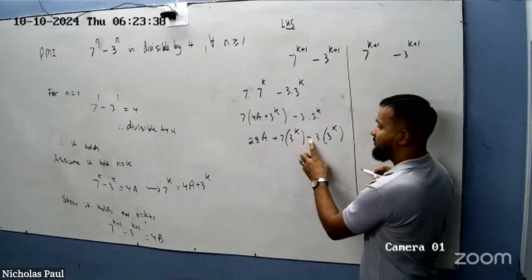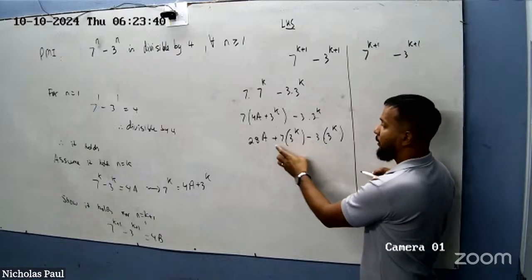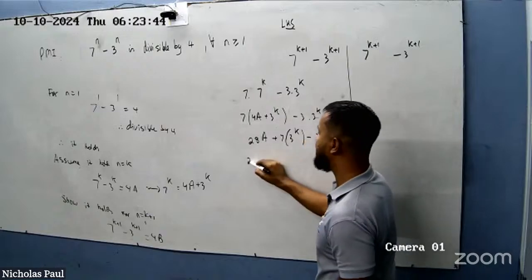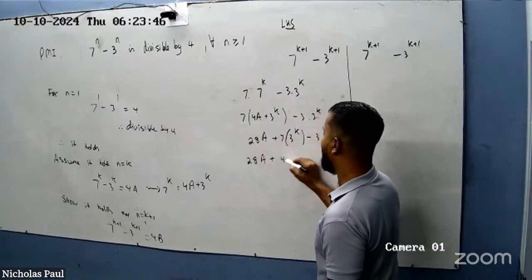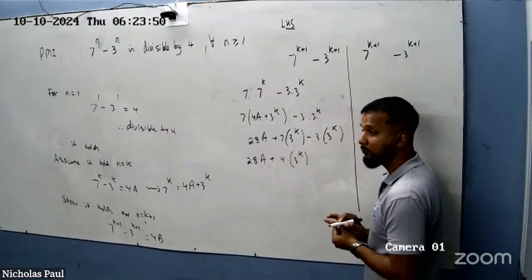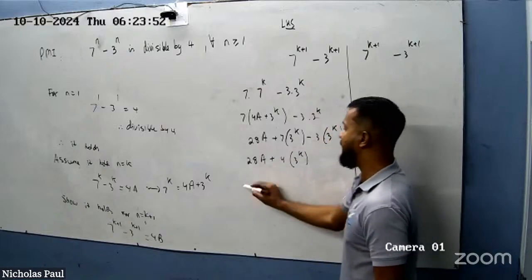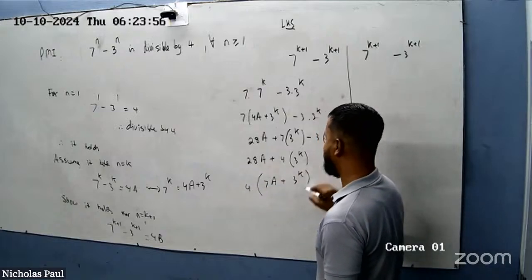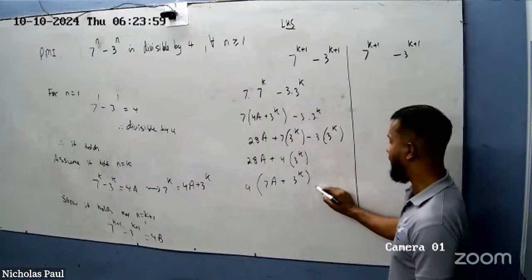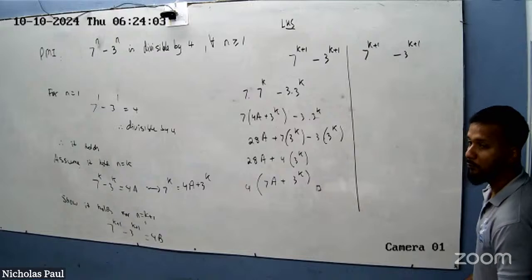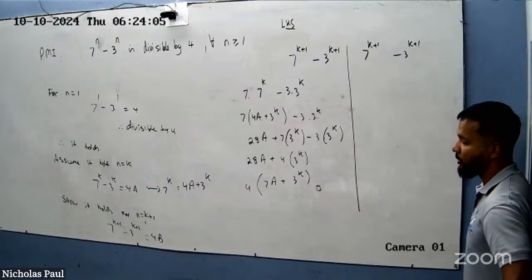7 minus 3 is how much? 7 minus 3 3 to the k is 4 3 to the k. Right? And then factor out 4 and you'll get 7a plus 3 to the k. And that's it.